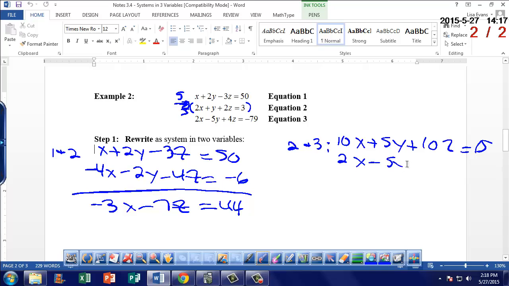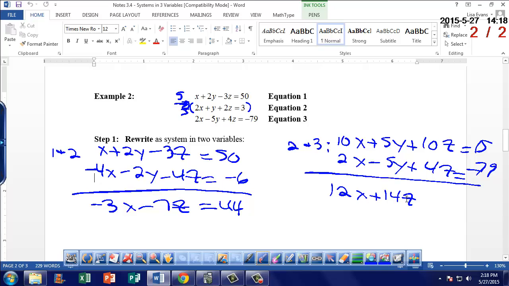2x minus 5y plus 4z equals negative, those are z's, not 7's, negative 79. I know my handwriting is messy, I'm sorry. Then I get 12x plus 14z equals negative 64.